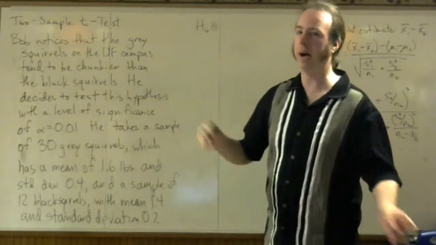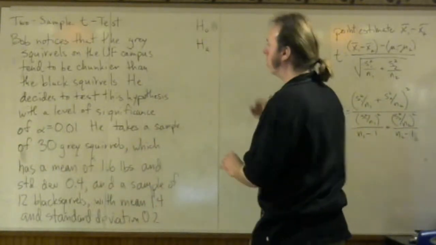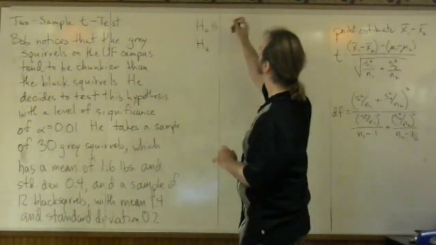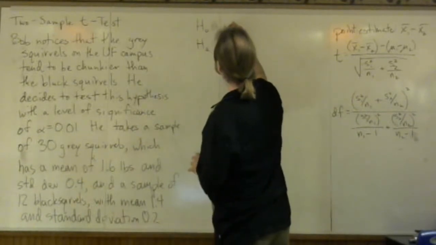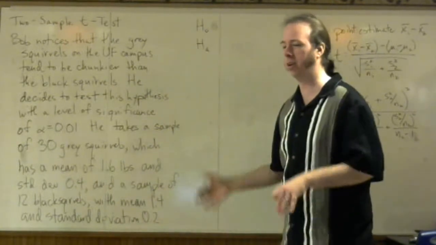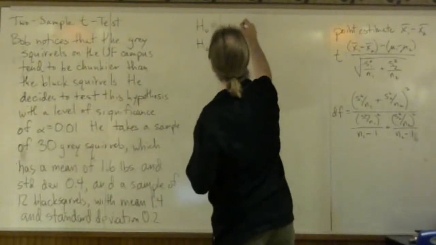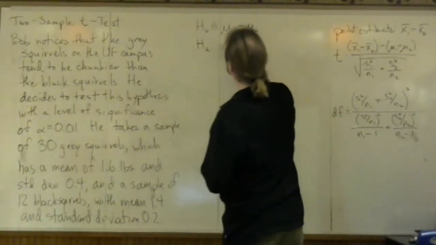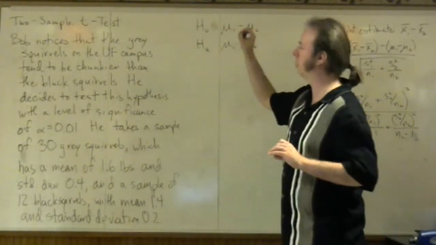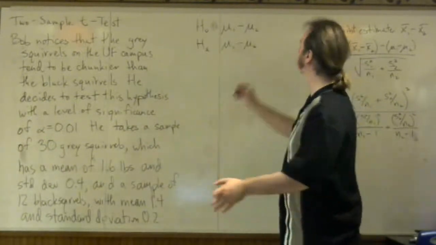I want my null hypothesis and alternative hypothesis. Here, for these two sample tests, we're always comparing two means. So we want to reflect that in the hypotheses. Here, the null and the alternative is always the difference between those two means. So we're using mu sub 1 to represent the mean weight of the gray squirrels, mu sub 2 to represent the mean weight of the black squirrels.